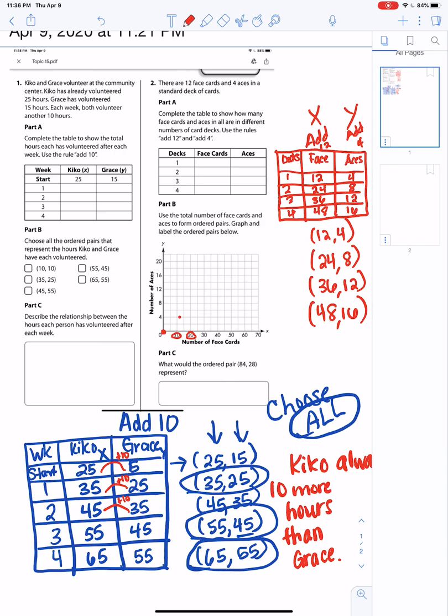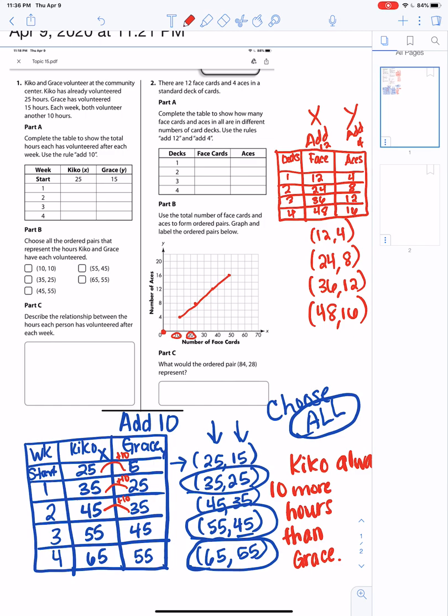Then I'm going to go over to 24, which is just before 25, and go to 24, 8. Then I'm going to go to 36, which is just after 35, 12. And then I'm going to go to 48, which is just before 50, 16. And if I connect these, I can see the rate at which the relationship is increasing.